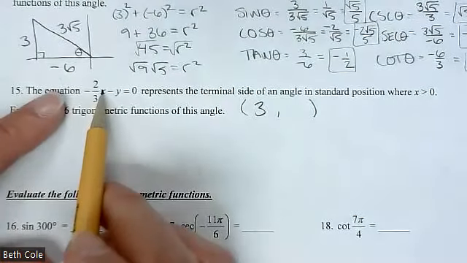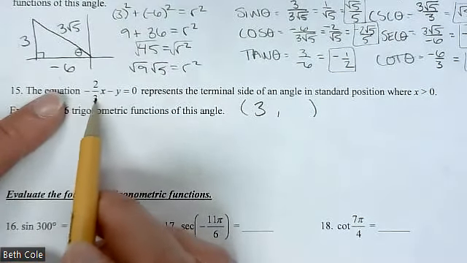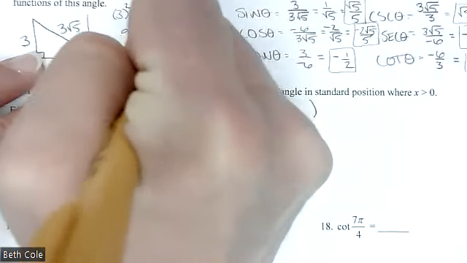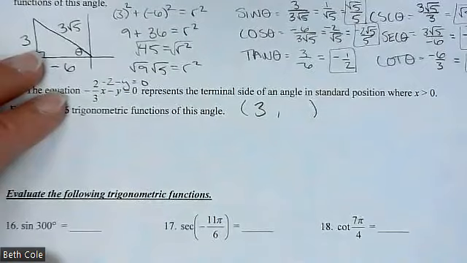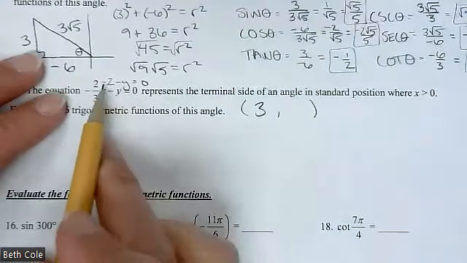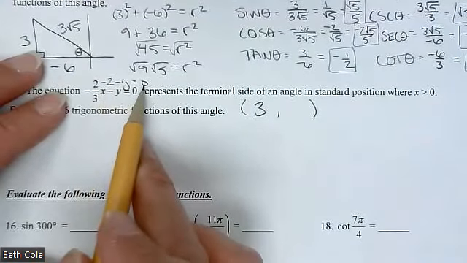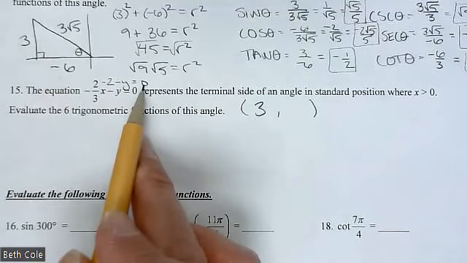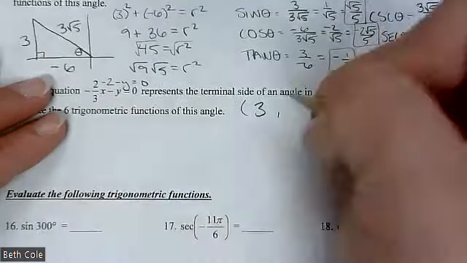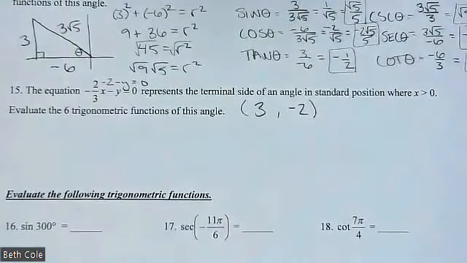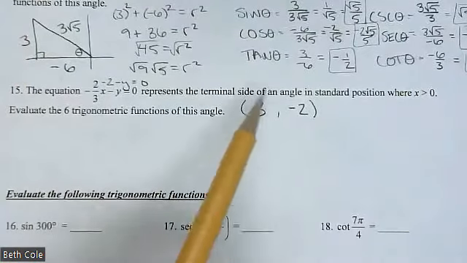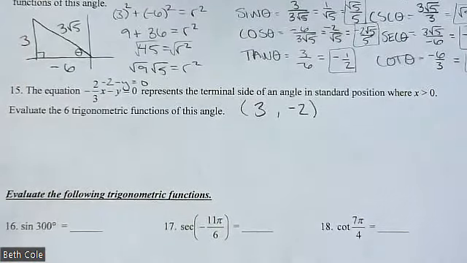Because watch what will happen. If you plug in 3 for x, the 3's cancel. You would get -2 minus y equals 0. You'd add over the 2, so you'd have -y equals 2. So y is going to be -2. And that way you can end up with a whole number and not a fraction. Now it's the exact same thing we did here. What quadrant is that point in?